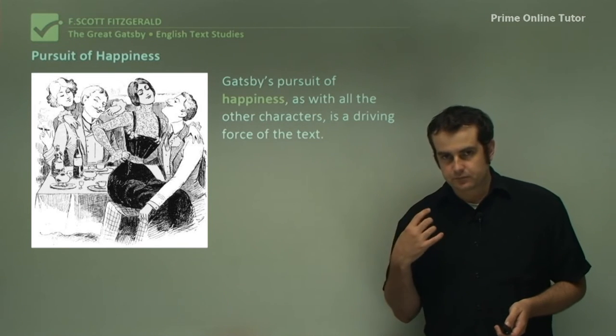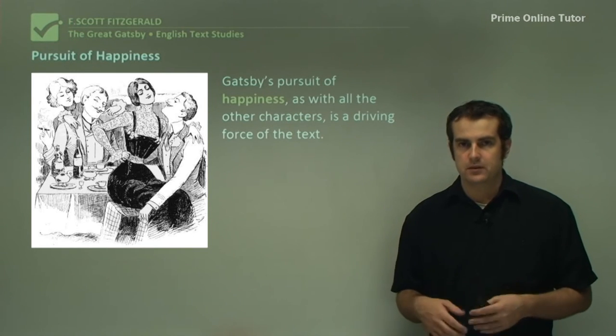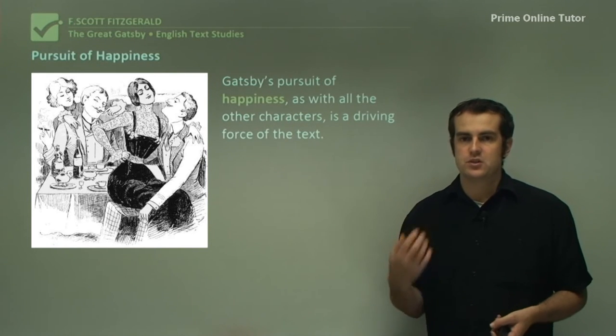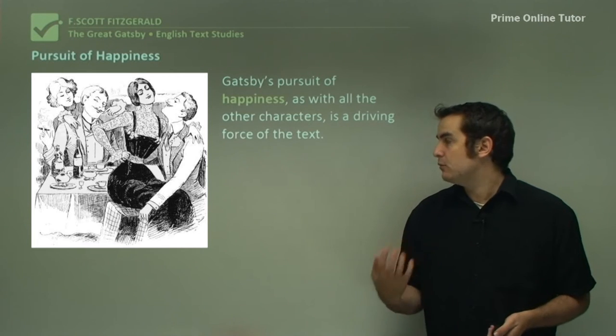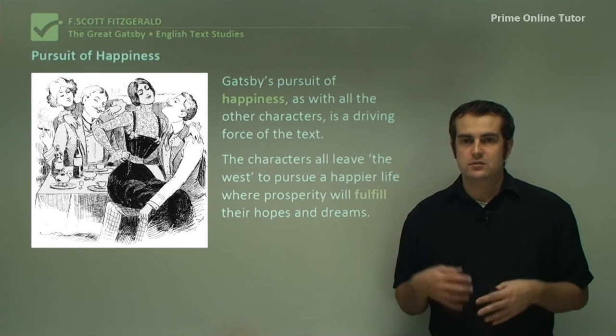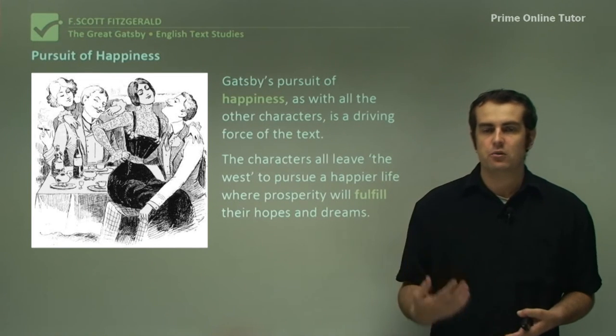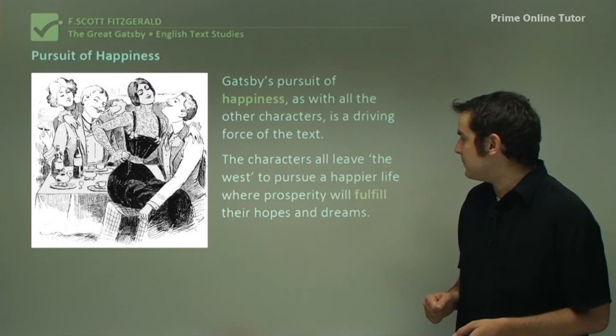And in having this sort of opulence and wealth, he is able to then pursue his dreams, and that is to be with Daisy. The characters all leave the West to pursue this happiness, to pursue not only this wealth, but this culture and life which they think will make them happy.